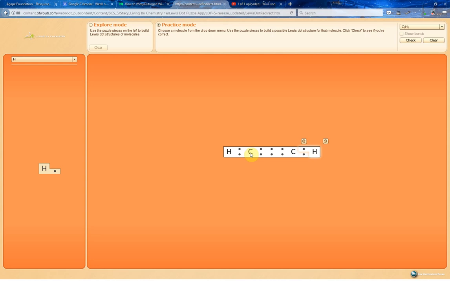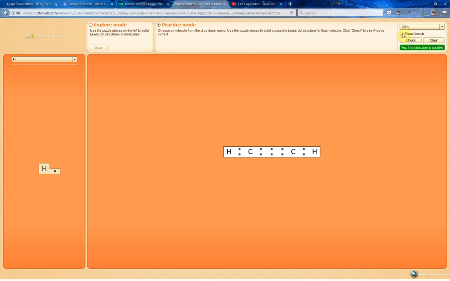This carbon has 8 around it. It has 6 here, 3 of its own and 3 shared by the other carbon, and 2 here. 6 plus 2 makes 8. Same thing for this carbon. 6, 3 of its own and 3 shared, and then 1 of its own over here and 1 shared. So that should be the correct setup. Let's try check. And it says yes, the structure is possible.